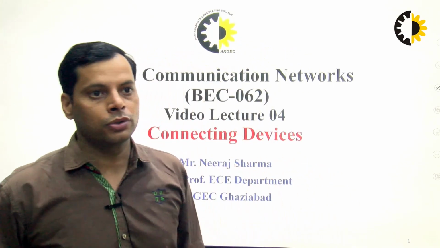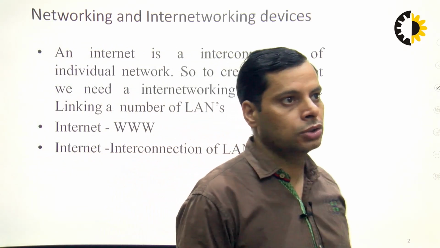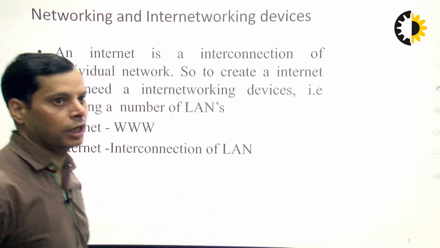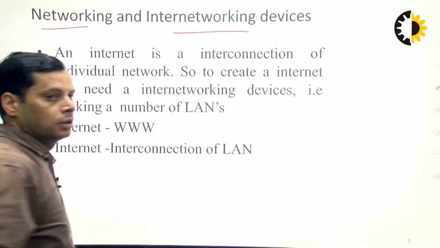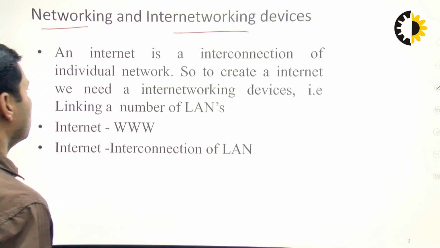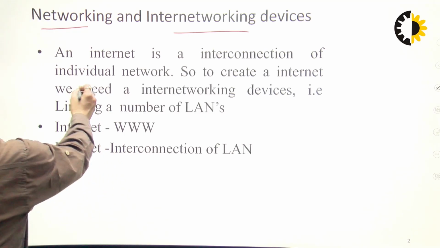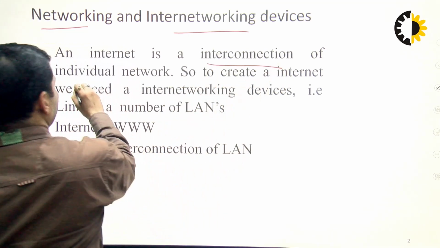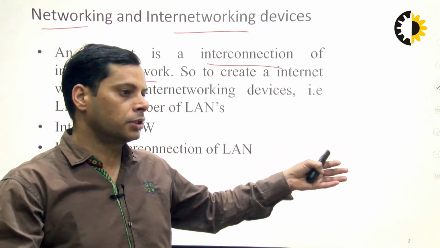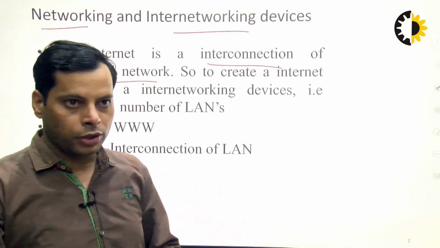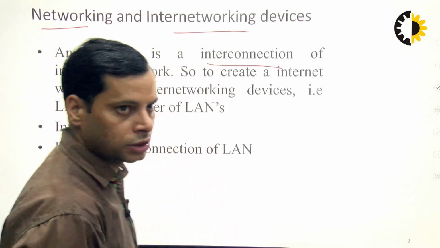Before moving ahead, just get a little bit of idea regarding what networking and internetworking devices are. These two things will be important here. An internet is simply an interconnection of individual networks. That means if one LAN is placed here and another LAN is placed there, how can the connection of these two be possible, or how can the devices on these LANs be connected? So, this is an interconnection.